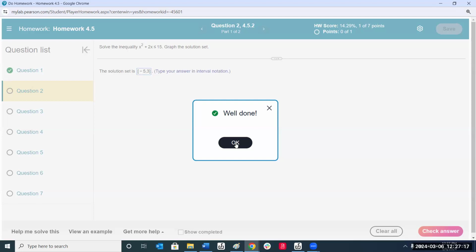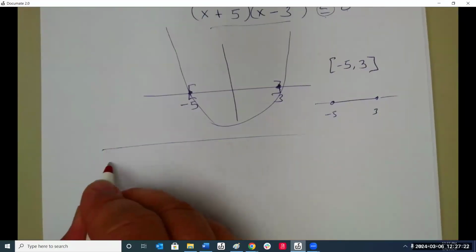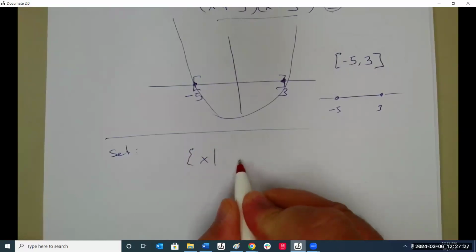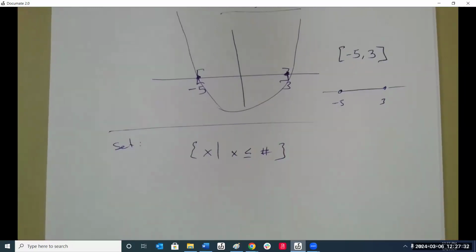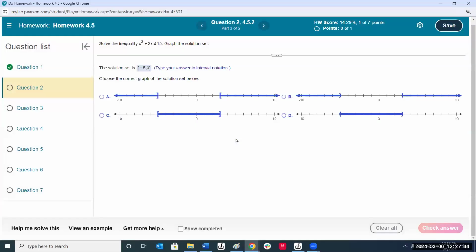Yeah, set was basically, this is the difference. When we deal with set notation, we look at this. That defines a set. So when you have inequalities, that defines a set. So we want it from -5 to 3. It can't be parentheses, so it has to be this one.